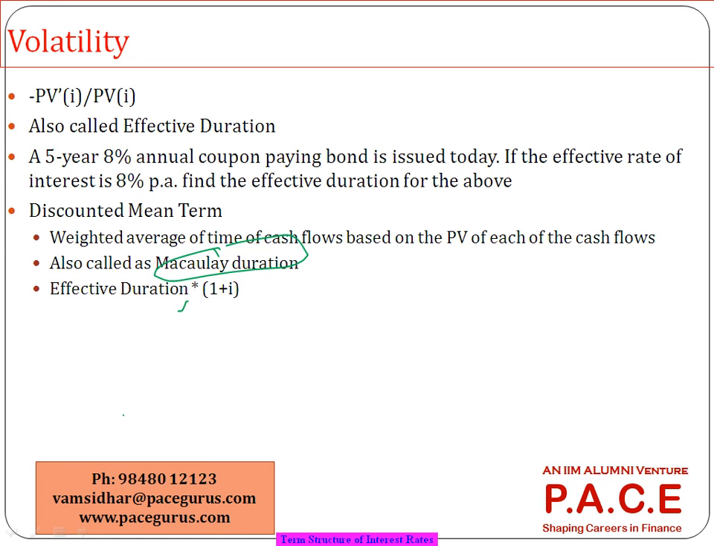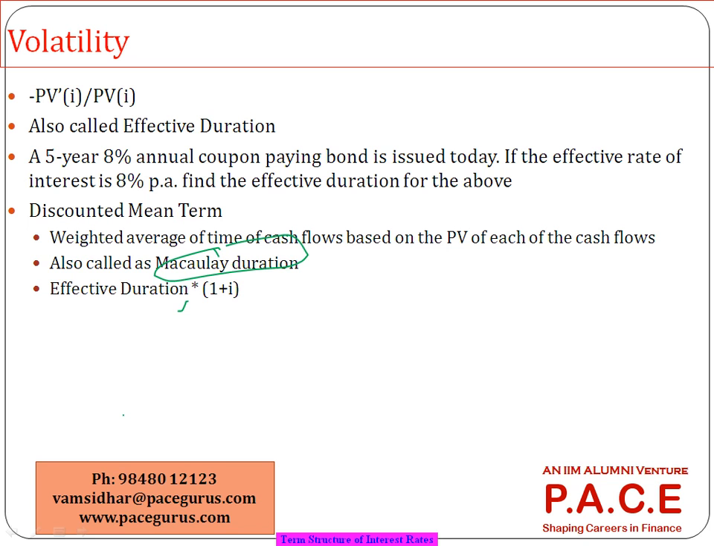And we also understand that the longer the maturity period is, the higher the risk associated with the bond with respect to fluctuating interest rates. So the higher the Macaulay duration, the higher the impact it will have on the value of the bond.